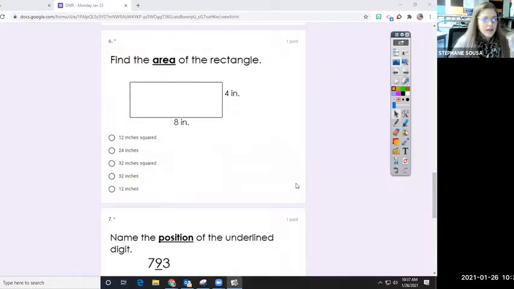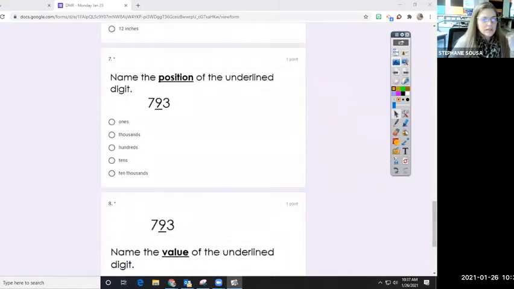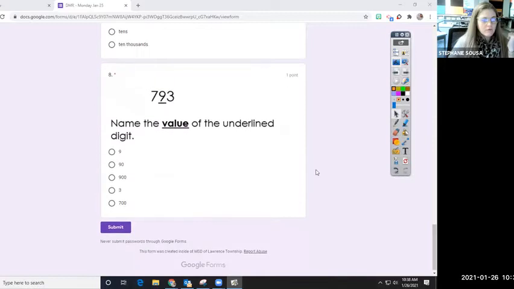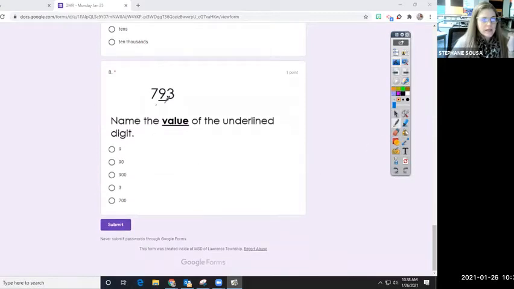Next up, we're taking a look at the position of the underlined digit. Okay, the position of the underlined digit. This is a 9. It is in the tens place. We have our ones, our tens, and our hundreds. This 9 is in the tens place. When we are talking about value, we're asking how much is 9 tens worth? That would be 10, 20, 30, 40, 50, 60, 70, 80, 90. So our answer would be 90. 9 tens is worth 90. Okay, any questions about that one?